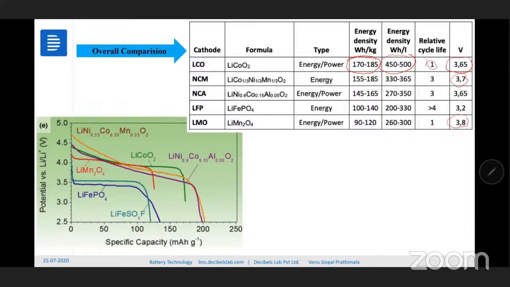Okay, so lithium cobalt oxide is on top in terms of energy density, and LMO is last in terms of energy density. But in terms of voltage, LMO is on top, and lithium ferrous phosphate is the lowest. These are small comparisons, but all the lithium technologies can be employed in electric vehicle applications.